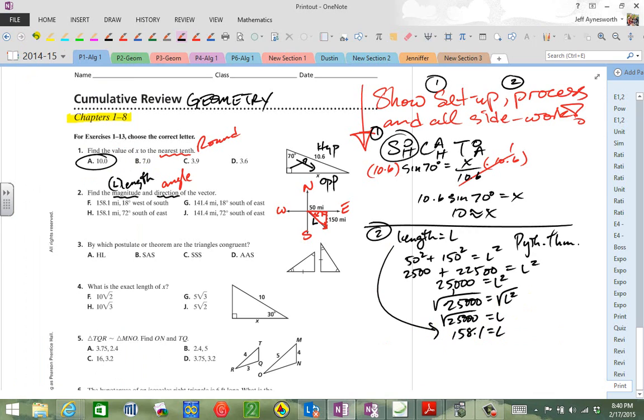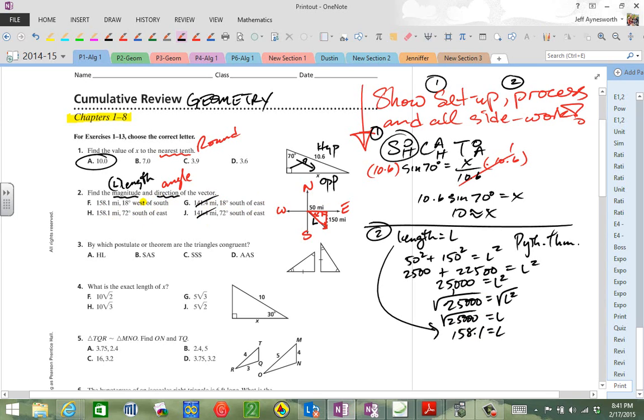The direction. Okay, what is that? Well, that calls for finding the angle. Now, let me see, 158.1. Both of these are possible. These are not. So let me see. So neither one. Just looking at the answers here, that's not possible. That's not possible. So one of these is.